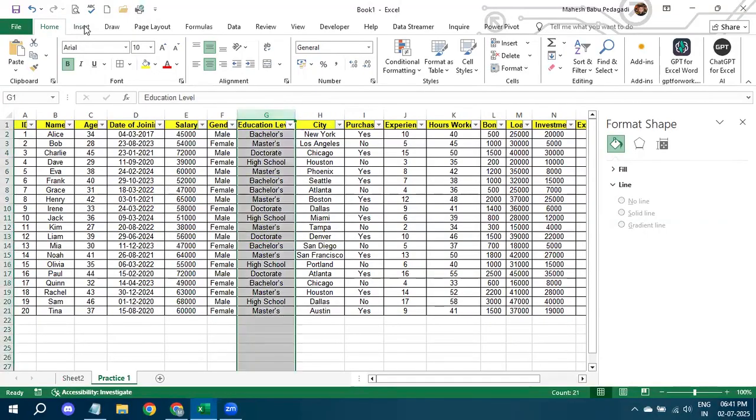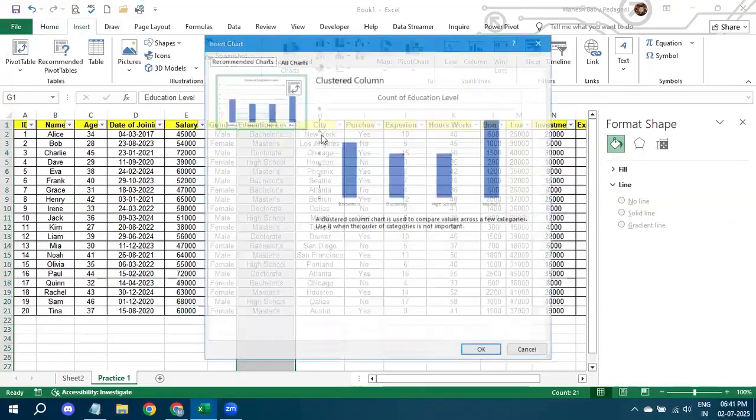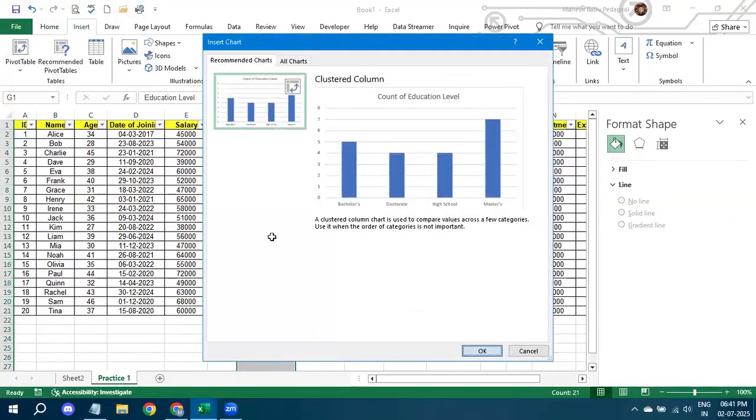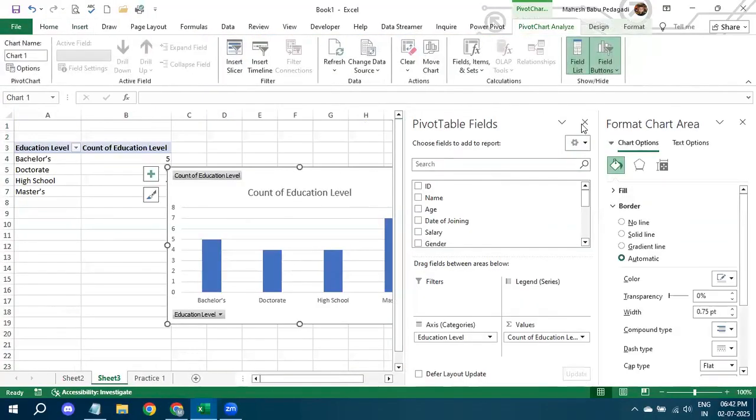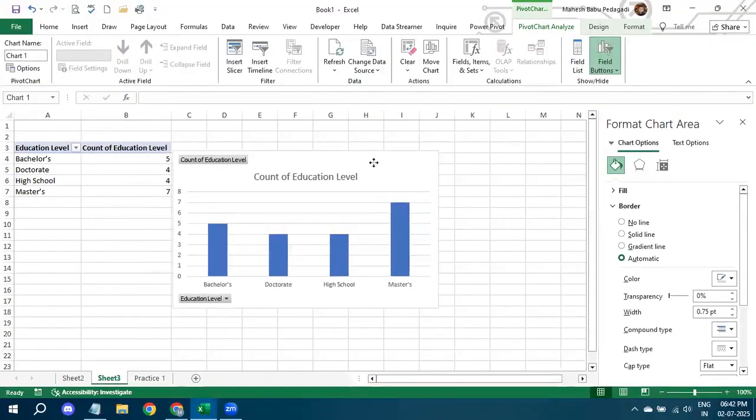I will select the column. I will go to insert, recommended charts. It's the bar chart. Now tell me, who is doing the best? Among this data, which data is having it? Masters. Master's data. Clear? Got it.